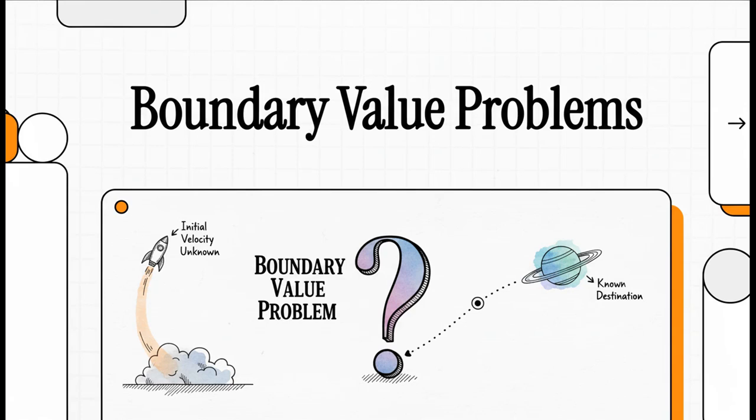All right, so if you've spent any time with differential equations, you've probably heard of initial value problems, right? You know where you start, you know the initial speed, and bam, you can figure out the whole journey. But what if you don't know that starting speed? What if all you know is where you start and where you need to end up? Well, that's where things get really interesting. That's a boundary value problem.